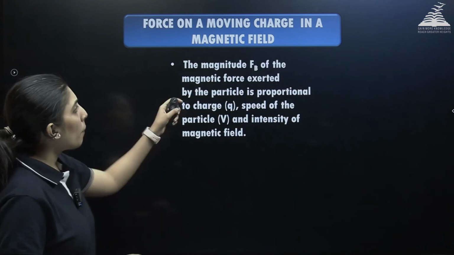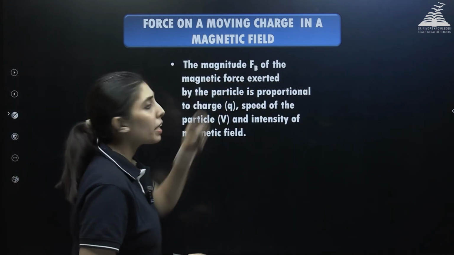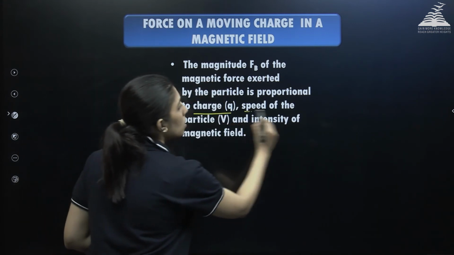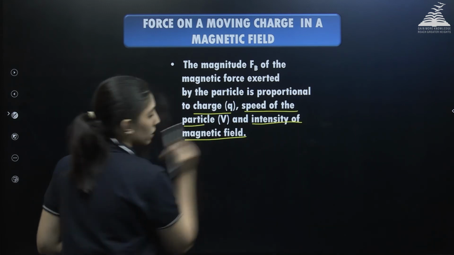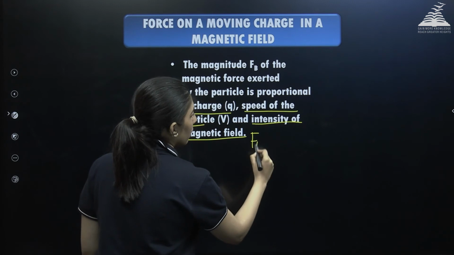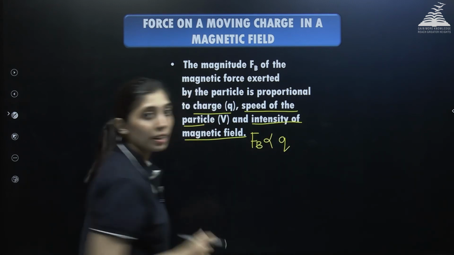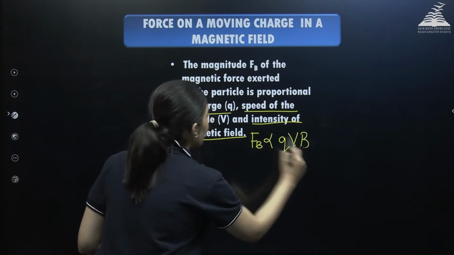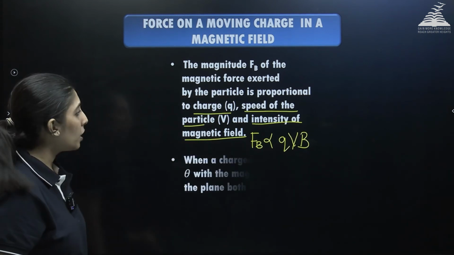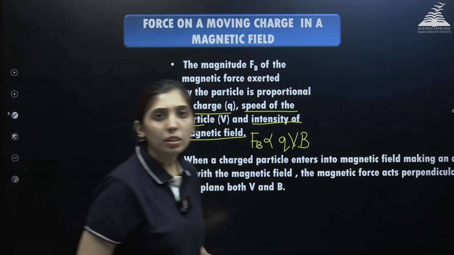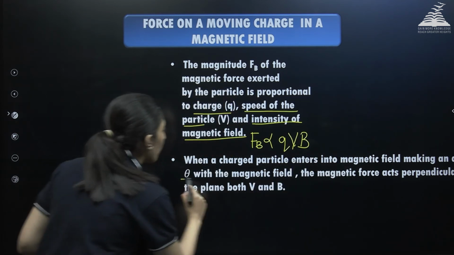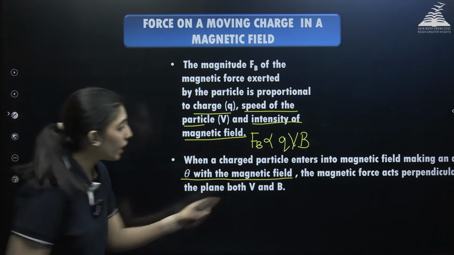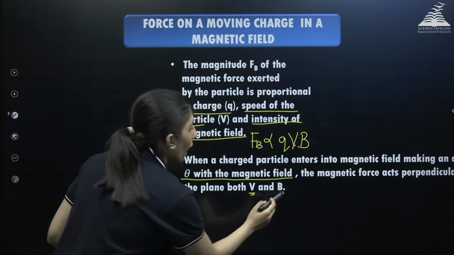The magnitude of Fb, that is the force experienced by the charge when kept in a magnetic field, is directly proportional to the charge, speed of the particle and the intensity of the magnetic field. That is, Fb is directly proportional to Q, the charge of the particle, V, speed of the particle, and B, the intensity of the magnetic field. And the second point, the charged particle, when it enters the magnetic field, makes an angle theta with the magnetic field. The magnetic force acts perpendicular to both V, that is the velocity or speed, and the magnetic field.